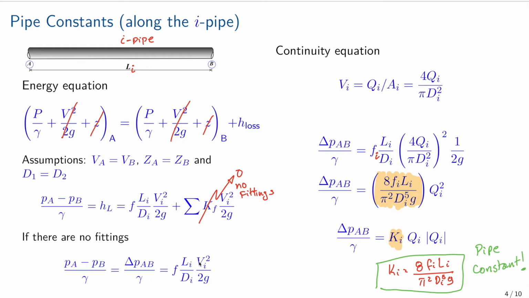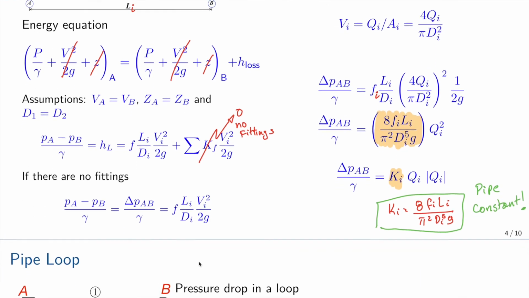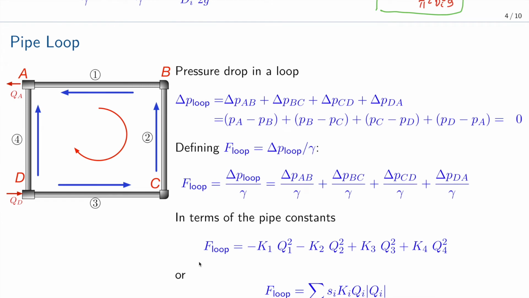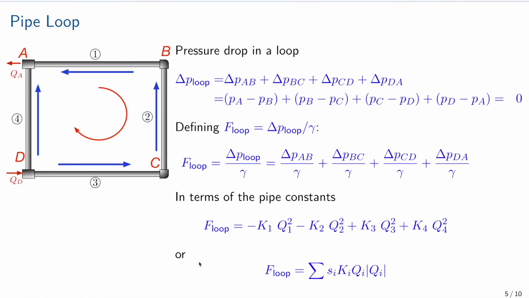Okay. Now, having had that term, let's have a look at what happens in a pipe loop. This is a simple loop in which we go from A, B, C to D and go back to A. So if we want to look at the pressure drop in a loop, we are going back to the origin.